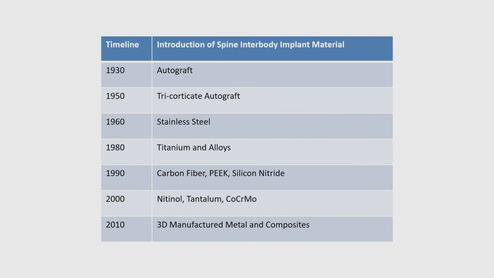And why do we like PEEK? Good modulus of elasticity. It's not going to burn into bone, but we had to pack it with something, right? We had to come out with something to pack it because it in and of itself actually had no biological properties to make bones grow. So now in 2010, I call this 3D manufactured metals. I'll talk about that in a second.